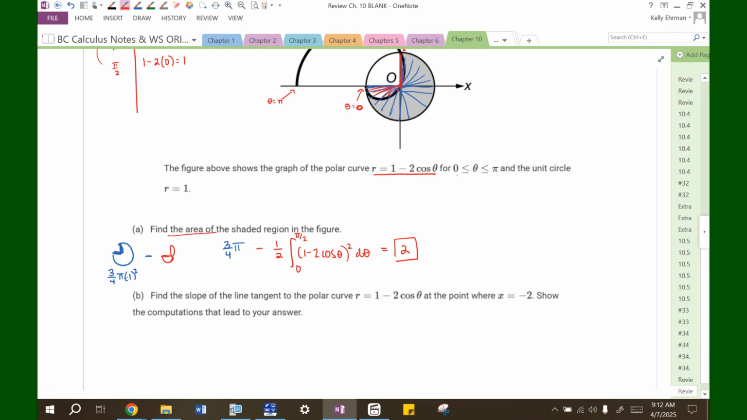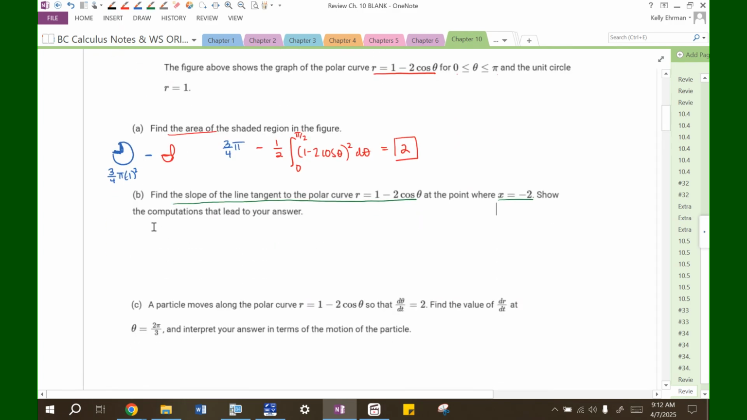Now, part B says, find the slope of the line tangent to the polar curve at the point where x equals -2. Show computations that lead to your answer. So we're allowed to use a calculator. And again, I think when I first did this, I did the long formula for dy/dx. But if you're allowed to use a calculator for slope, dy/dx should be at x equals -2. I'll need to figure out that theta. It should be y prime of theta over x prime of theta.